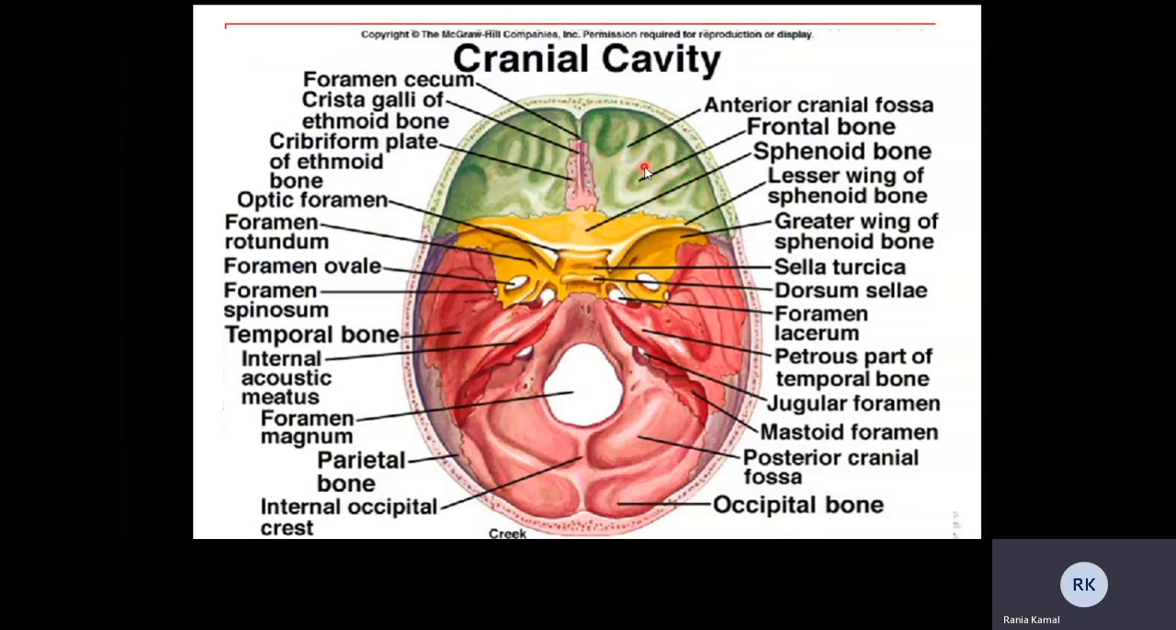If you move to the middle part, you will find this is the sella turcica. We have seen it in the radiological film. This is the sella turcica. This is the hypophyseal fossa. This is the tuberculum sellae, and this is the optic groove for the optic chiasma. And this is the dorsum sellae with the posterior clinoid process projecting laterally from it.